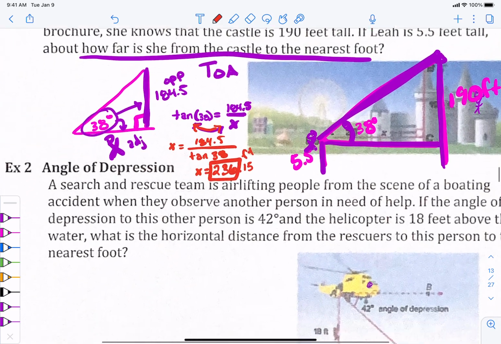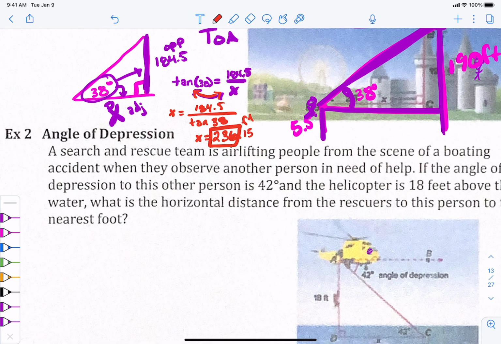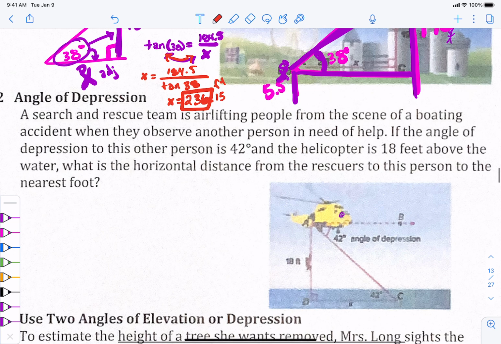Makes sense? Okay, now this one's an angle of depression. And it says a search and rescue. Do you know how to switch it? Kira? No, I'll figure it out. Okay, I can switch it for you too here in a second.